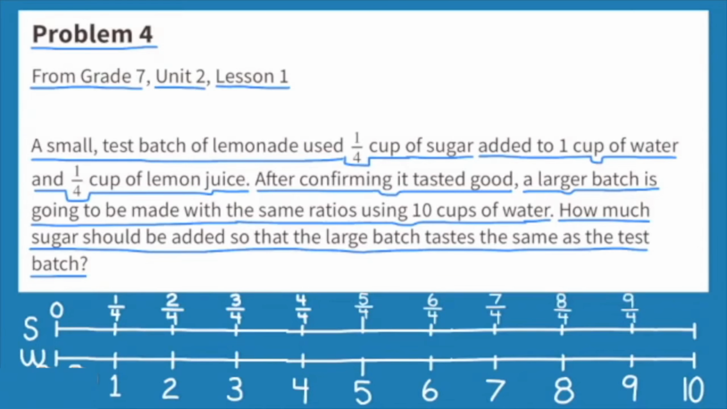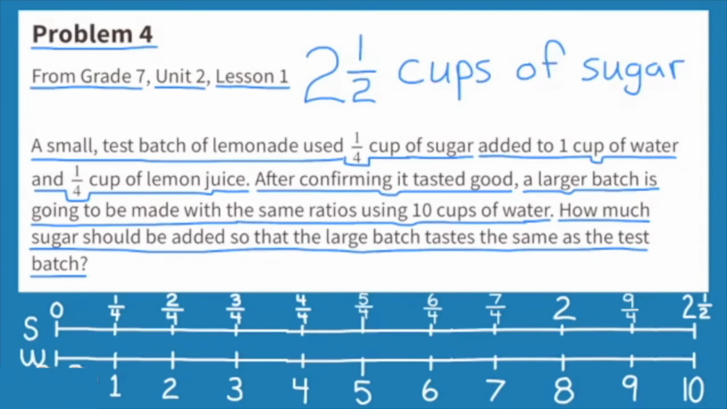For 10 cups of water, we'd have 10/4 cups of sugar, and 10/4 cups of sugar is equivalent to 2.5 cups of sugar. So for the larger batch, we would need 2.5 cups of sugar.